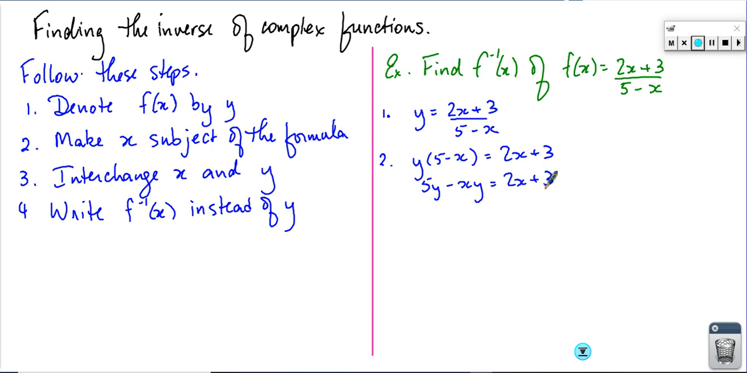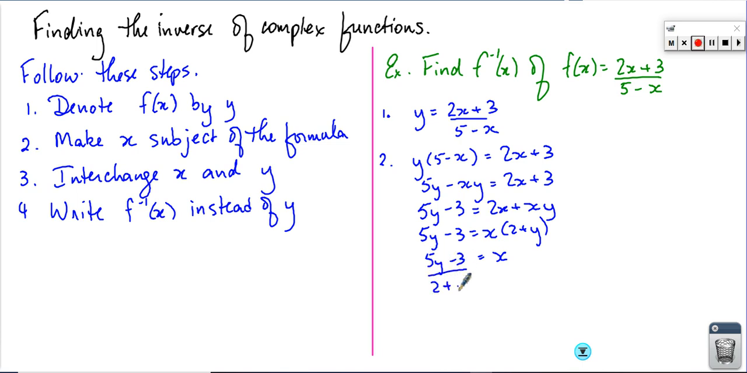I'm going to place x's on one side, the rest on the other side. So 5y minus 3 is 2x plus xy. I'm going to take x as a common factor. 5y minus 3 is x into (2 plus y). So x is equal to (5y minus 3) all over (2 plus y). That was the second step.